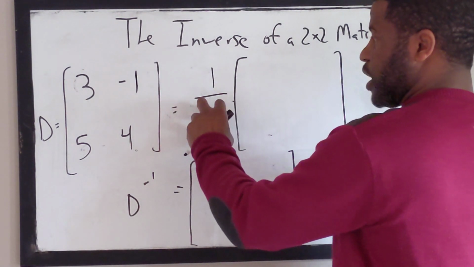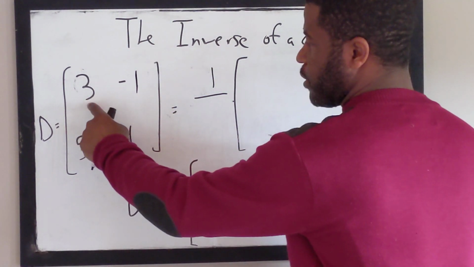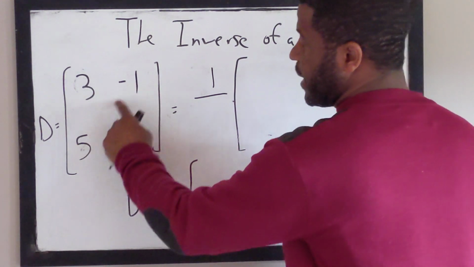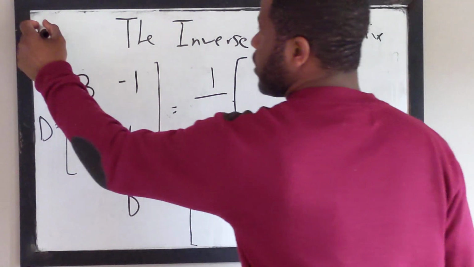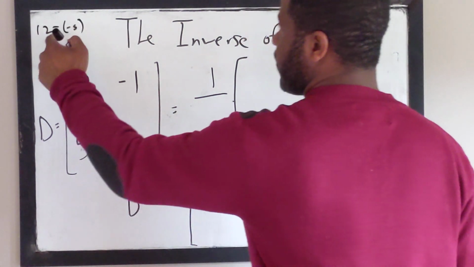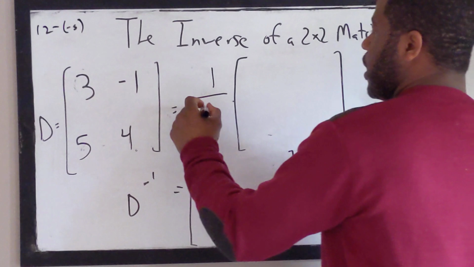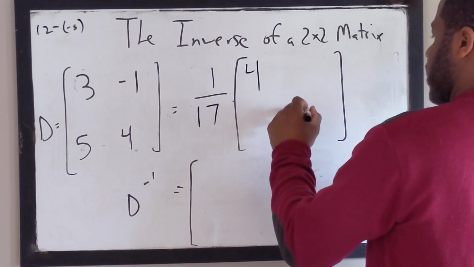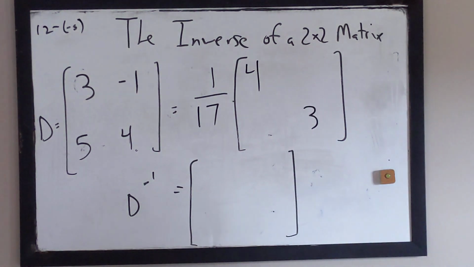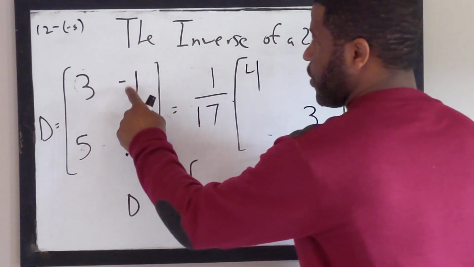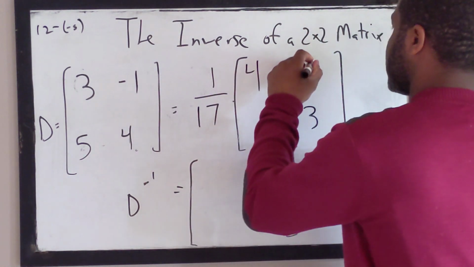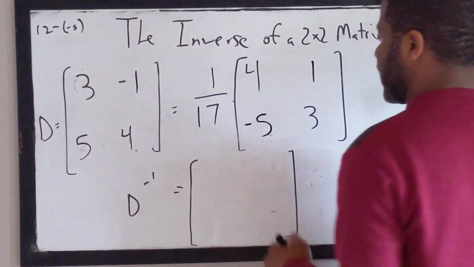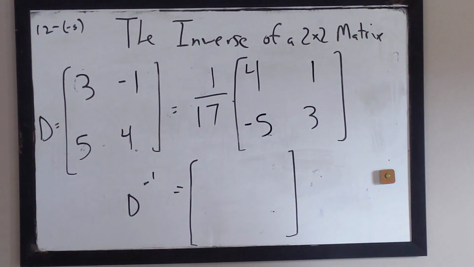Remember, that's 1 over the determinant. The determinant here is 3 times 4, which is 12, minus a -5. 12 minus a -5, negative and negative is positive, so that's 1/17. Now we have 4 and 3 because we switched those terms. Now we have to negate. The opposite of -1 is +1, and the opposite of 5 is -5. Remember, we negate those other entries.